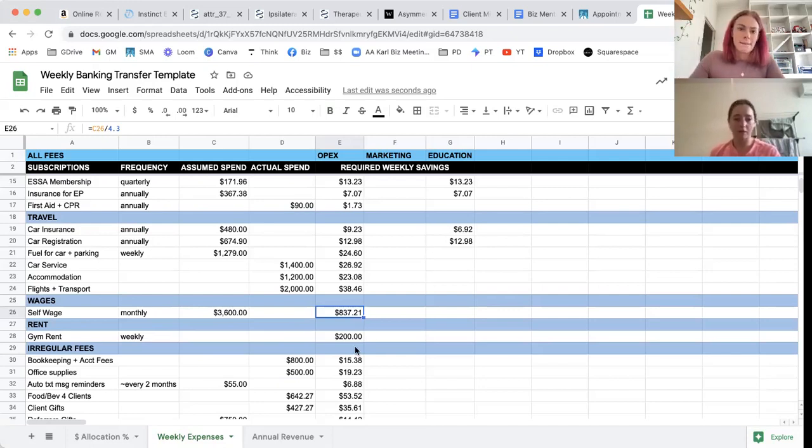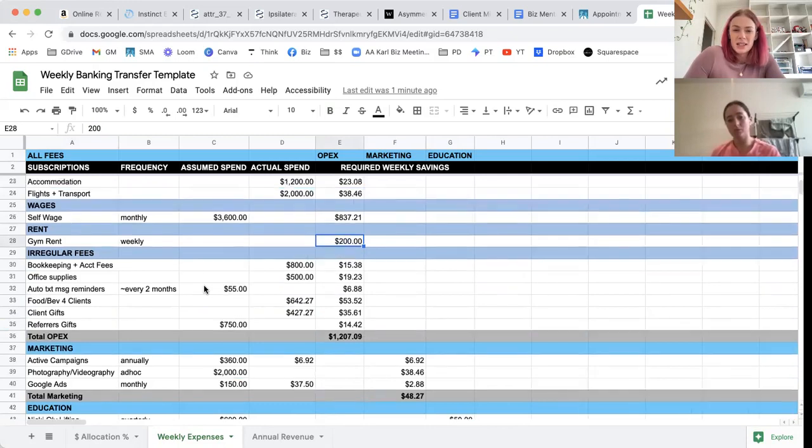Okay. And my others would go in there too. My other employees. Yeah, absolutely. So their wages go in there too. Yeah. Gym rent. So this is for you, your facility rent. So it's obviously not going to be 200, but most PTs is about that. And then you have irregular fees.